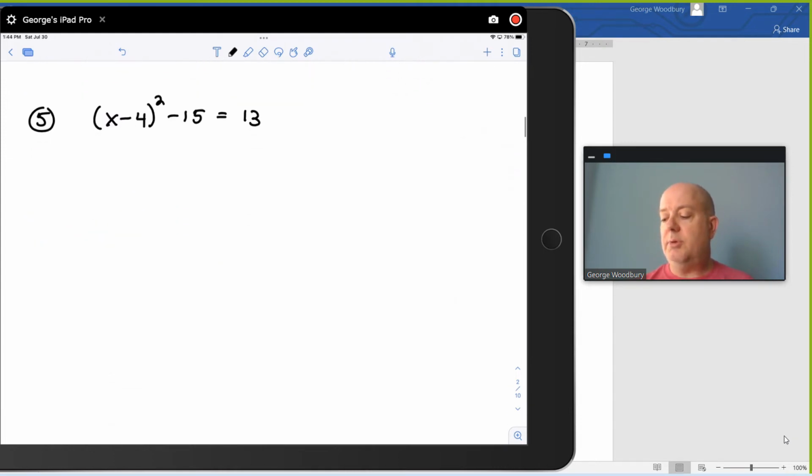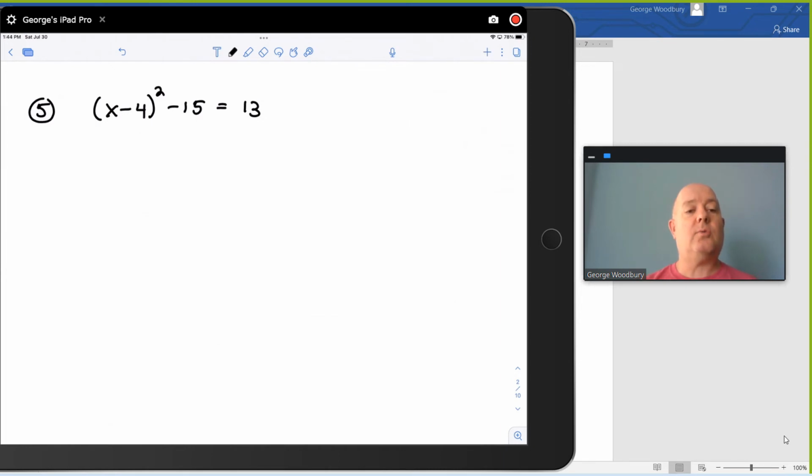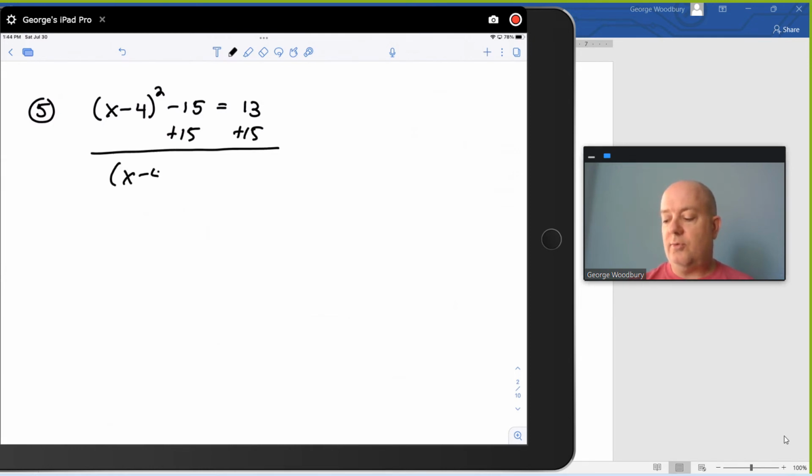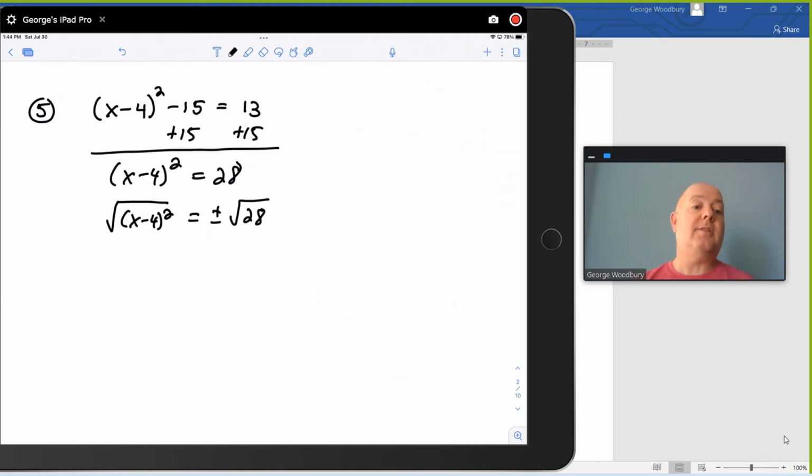Example 5's got a little bit more to it. (x minus 4) quantity squared minus 15 equals 13. The first thing that's different is that we need to collect all the constant terms on the right-hand side, and we can do that by adding 15 to both sides of the equation. (x minus 4) squared equals 28. Now we can take the square root of both sides of the equation. The square root of (x minus 4) quantity squared equals plus or minus the square root of 28. On the left-hand side, the square root of that square leaves us with just x minus 4.